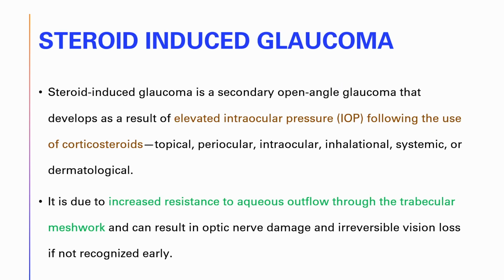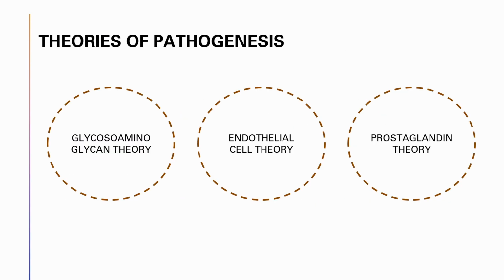Coming to steroid-induced glaucoma, it is basically secondary open-angle glaucoma that develops as a result of elevated intraocular pressure following the use of corticosteroids, topical, periocular, intraocular, inhalational, systemic, or dermatological. It is due to increased resistance to aqueous outflow through the trabecular meshwork, and it can result in optic nerve damage and irreversible vision loss if not recognized early.